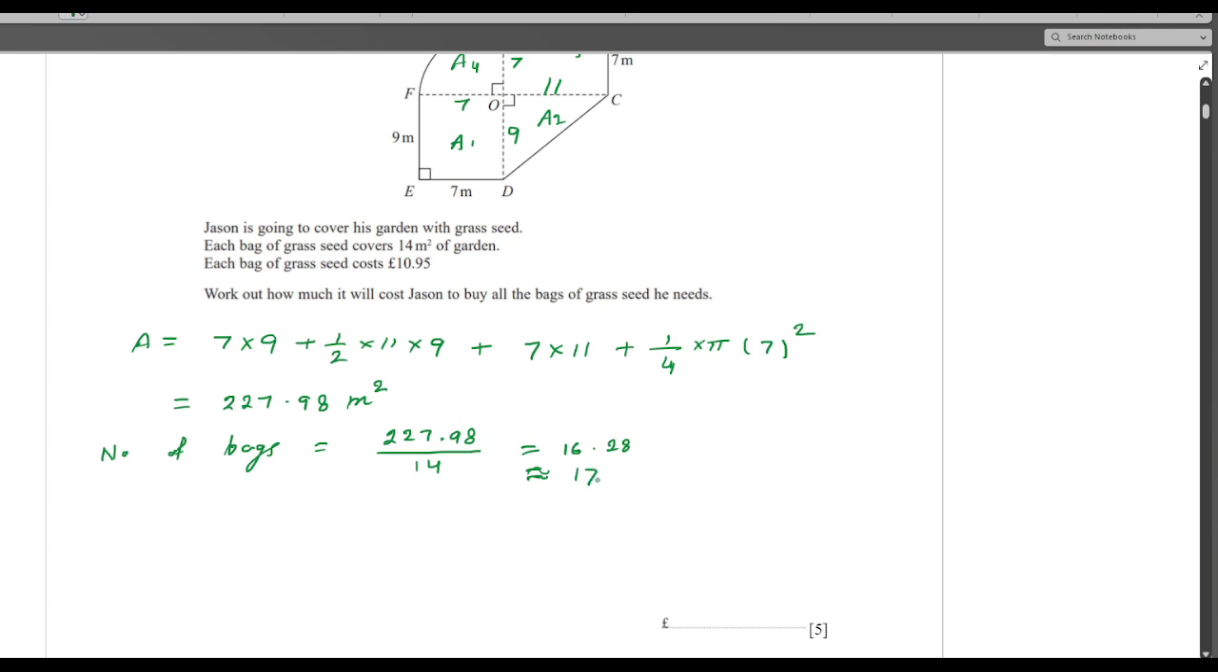Now your number of bags will be 17 and therefore the cost is 17 times 10.95. So 17 times 10.95 will give you 186.15. So here your result is, work out how much it will cost Jason to buy all the bags of grass seed he needs. So the total he needs is 186.15.